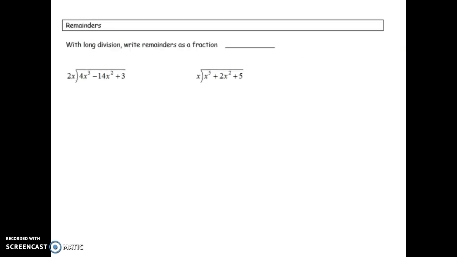monomial. With long division, we have remainders, okay? Sometimes it doesn't always work out, and so we're going to have fractions left as the remainder. So we're going to write remainders as a fraction with the divisor knocking on the door on the bottom. Okay, so here we go.